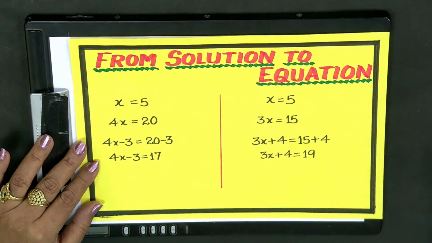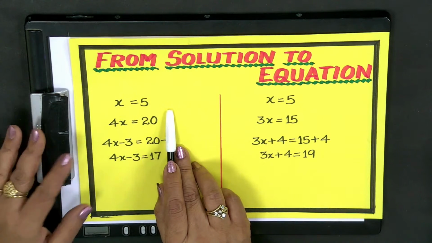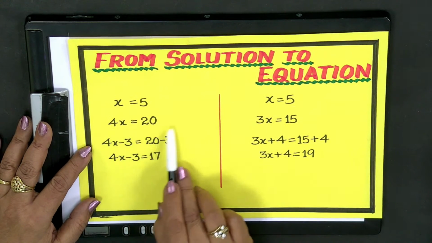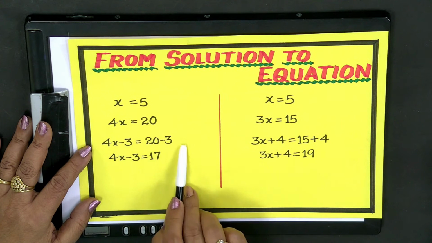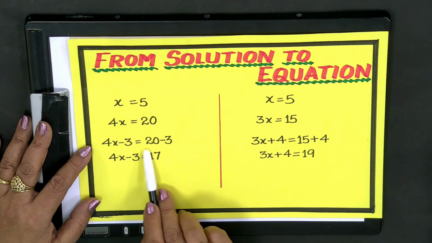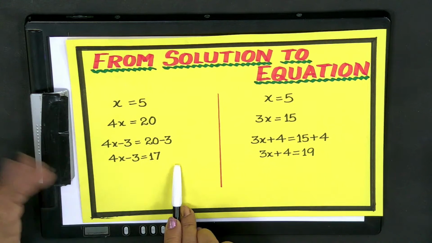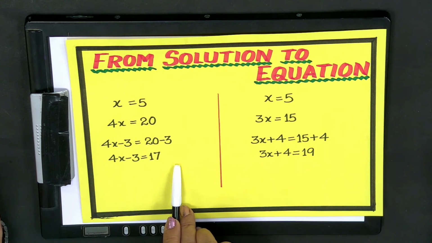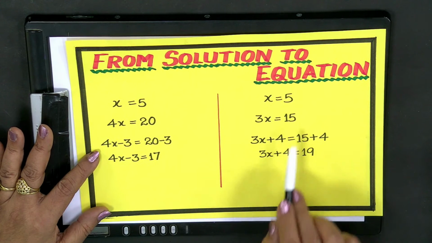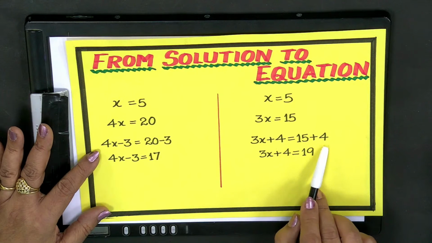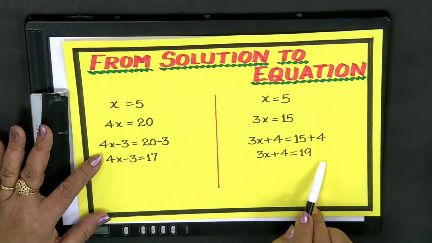Alright. Now from solution to equation, children, I have x is equal to 5. If I have to make an equation, what do I do? I multiply both the sides by the same number, I get 4x is equal to 20. If I subtract 3 on both the sides, I get 4x minus 3 is equal to 20 minus 3. So 4x minus 3 is equal to 17. Another equation which I can frame from this solution is, I am multiplying both the sides by 3. So 3x is equal to 15 and 3x plus 4 is equal to 15 plus 4. I have added 4 on both sides. So my new equation becomes 3x plus 4 is equal to 19.